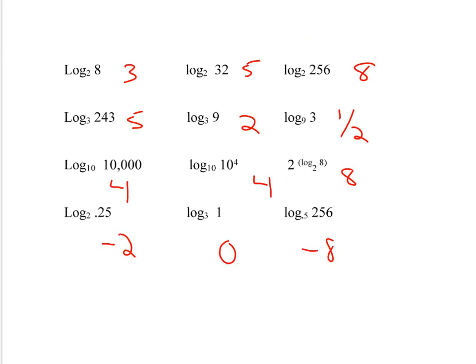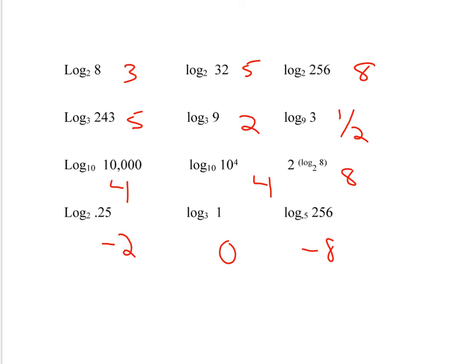Again, our answers are here. The first one is 3 because 2 to the third power is 8. The second one is 5 because 2 to the fifth is 32. Our next one is 8 because 2 to the 8th is 256. Our next one is 5, and you can see now it's important to memorize your powers. 3 to the 5th is 243. The fifth one, 3 to the second is 9, so the answer is 2.